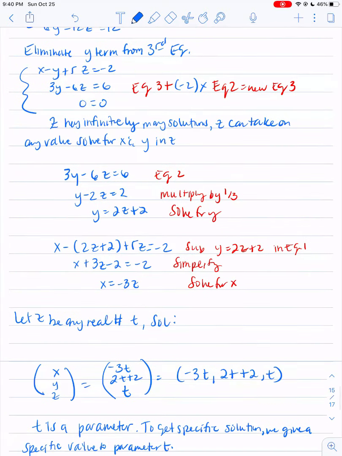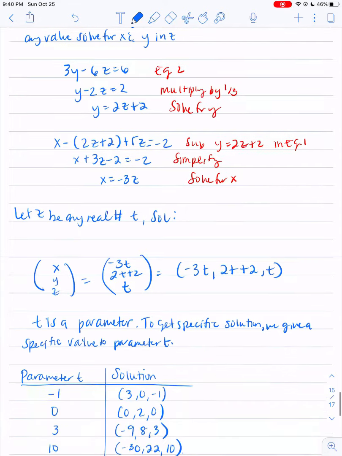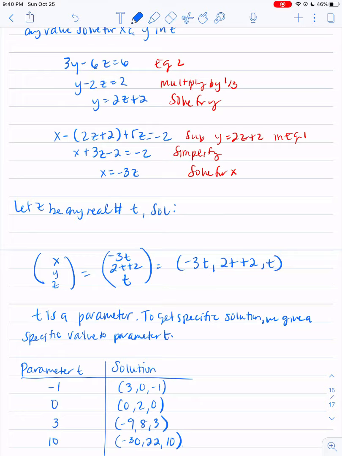Okay, so since z has infinitely many solutions, I'm basically going to write x and y in terms of z. And so I'm going to let z be any real number t, because z is my variable, and t is going to be just any real number. So my solution, I have x, y, and z. This is like my solution set.